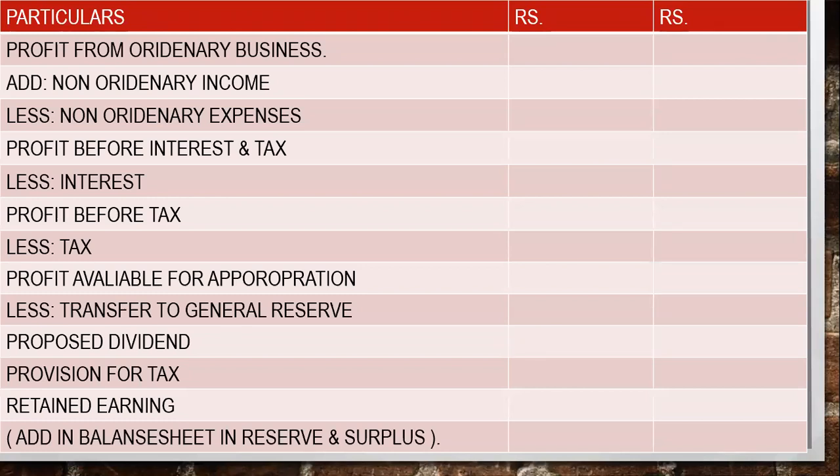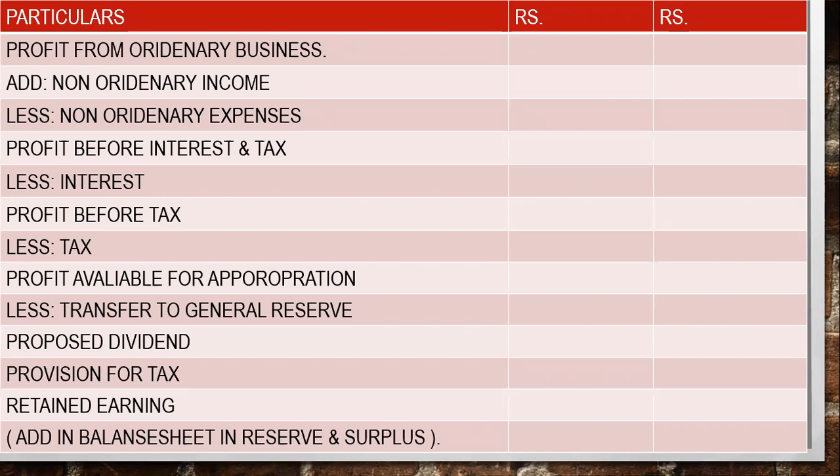You can keep aside a provision for tax, because as I told you, while making any payment you have to keep a provision before payment. So you have to deduct the profit for tax over here. Okay, so from the profit available for appropriation, you deduct the transfer to general reserve.